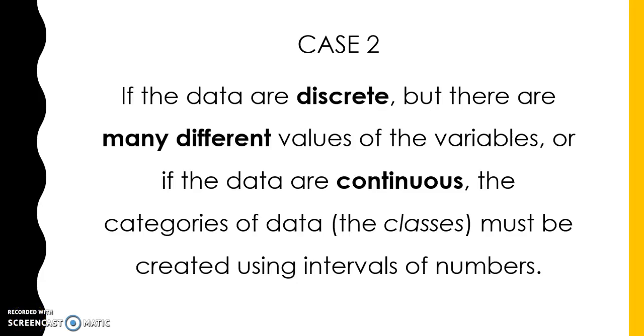So let's go back and look at case 2. Case 2 is if the data are discrete, but there are many different values of the variables, or if the data are continuous. The categories of data are the classes, and they must be created using intervals of numbers. By intervals of numbers, we just mean a range of numbers. For example, 0 to 4 is an example.